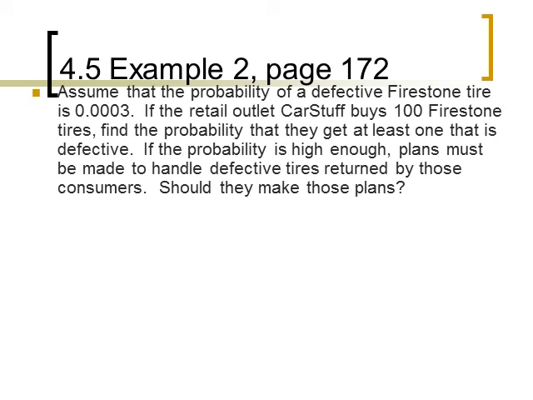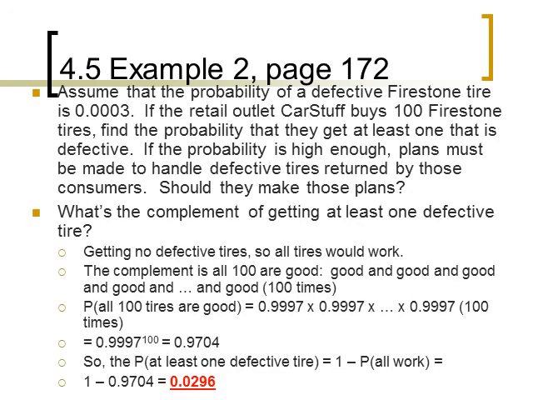So we have a very low probability of having a defective tire. But this company is buying a large shipment of tires, so we want to know, is this going to increase the odds or the probability of having a lot of defective tires out of the 100? So let's go ahead and deal with the complement of the event. What's the complement of getting at least one defective tire? Well, that would be getting no defective tires. And so if we say we're getting no defective tires, then we would assume that all tires would work.